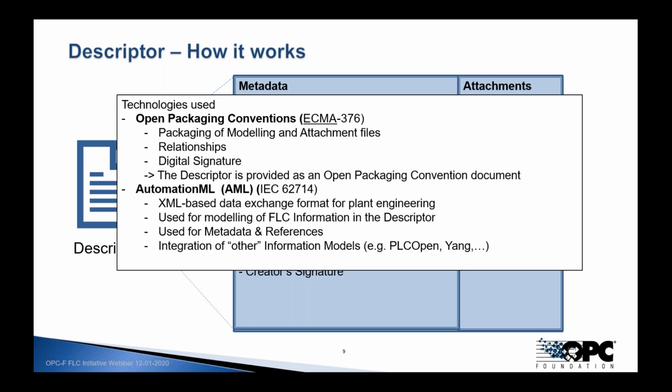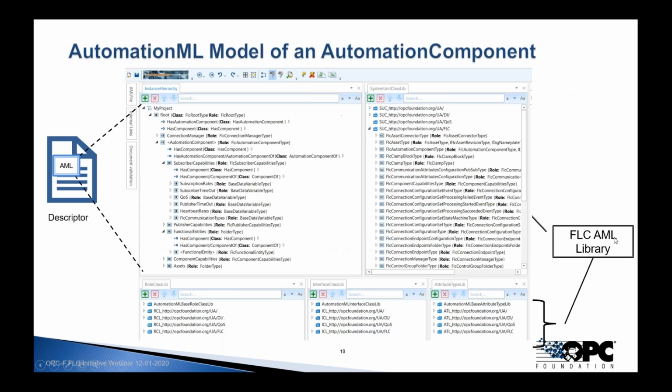Next, I would like to show you one example, but this looks a little bit technical. Anyhow, I will just jump into that. This is an Automation ML model of an automation component. What you see here on the left view is an automation component. It's just a vanilla one that is structured as you have seen in the presentation from Paul Hunkar. So this is very close, resembling the OPC UA based model.